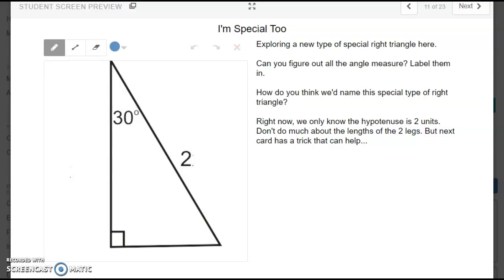Okay, so if you know this is 30 degrees, what else do we know? We know 30 plus this angle needs to add to 90 degrees, so this has to be 60 degrees. Okay, so we do know that.